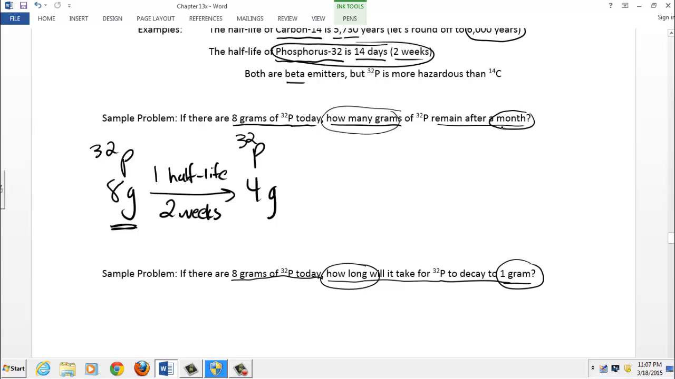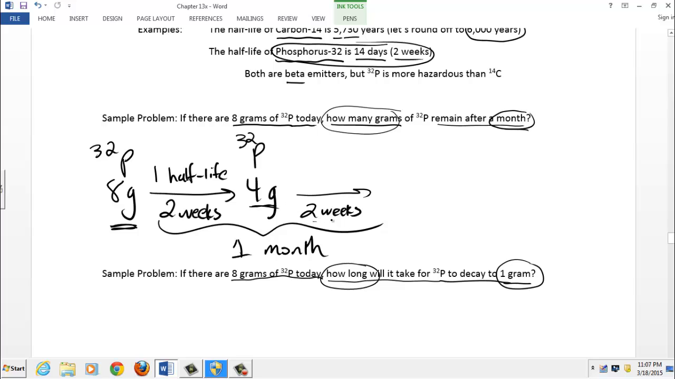So, have we gone a month yet? Nope. We need 2 more weeks. So that altogether, the total time is 1 month. And then what we do for the last half-life is say, okay, we start with 4 grams, wait 2 weeks, so the half of it decays. There's 2 grams left. How many grams remain?